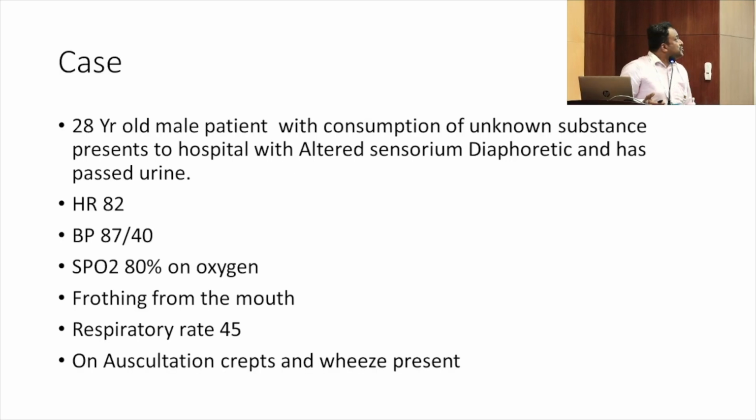Just to start with, a 28-year-old male patient with consumption of an unknown substance presented to hospital with altered sensorium, diaphoretic, and has passed urine. Heart rate 82, hypotension, saturation is 80%, frothing from mouth with a respiratory rate of 45. On auscultation, crepts and wheeze present. What would you like to do first in this case?